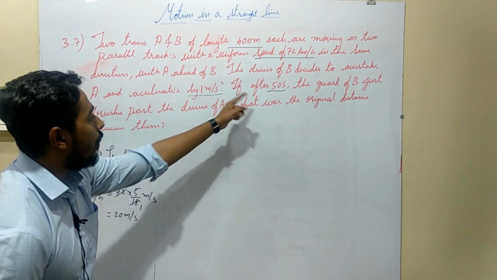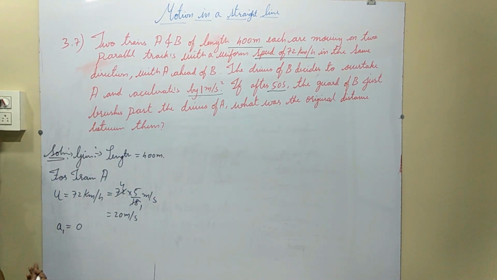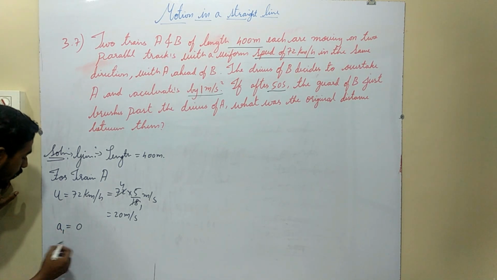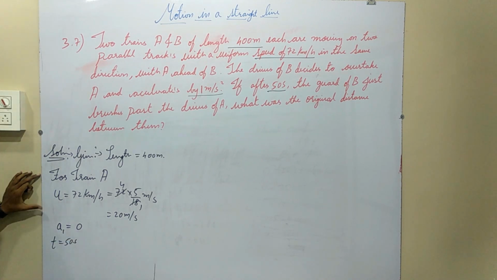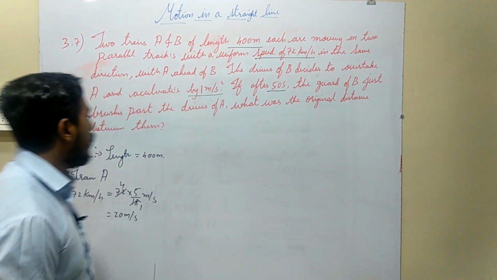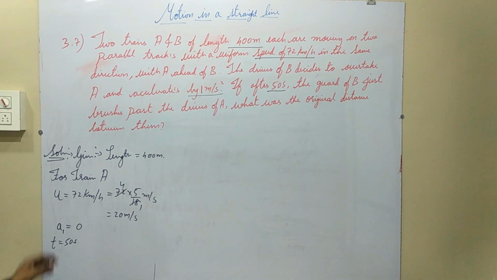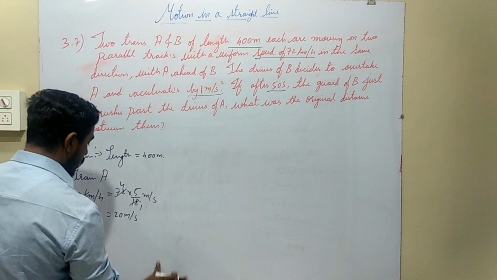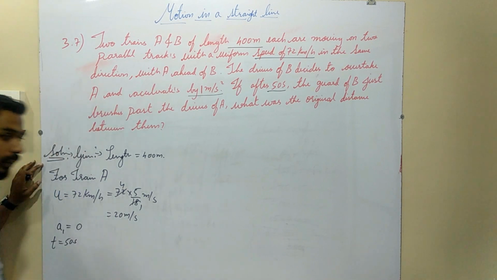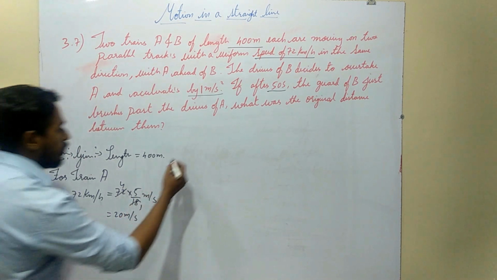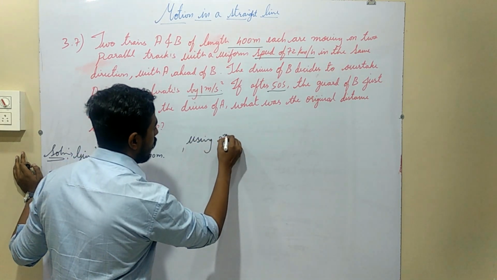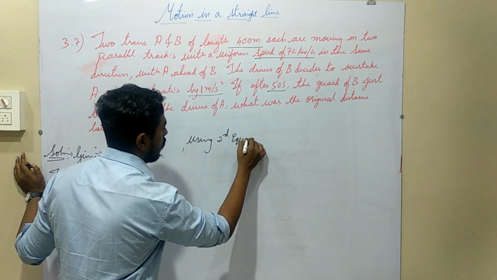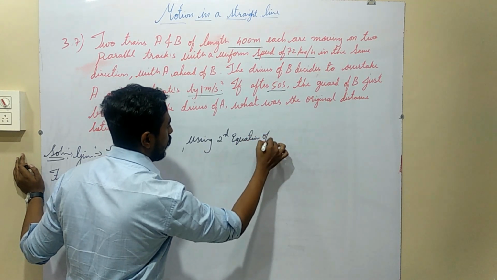Next, what is given? Time is given. The time will be the same for both A and B. Train A and train B, the time will be the same. Therefore t is equal to 50 seconds. After this, the guard of B just brushes past. Okay, this is sufficient. Now we have to use a formula, that is the second equation of motion.